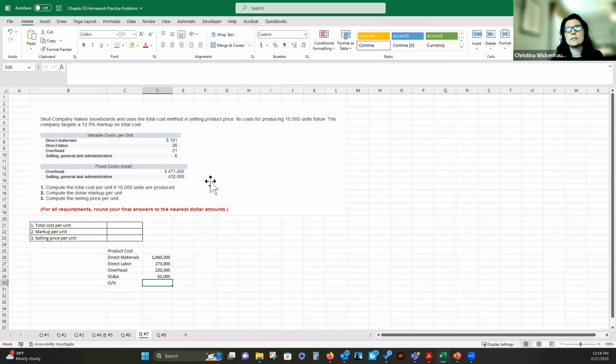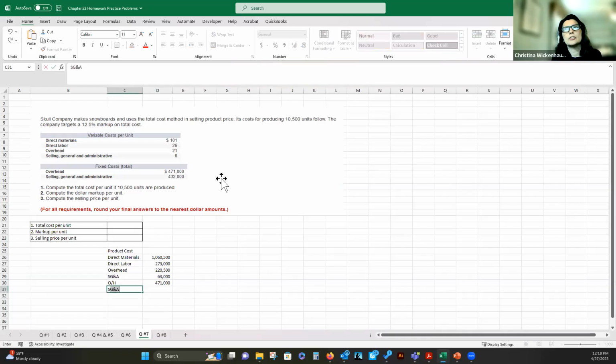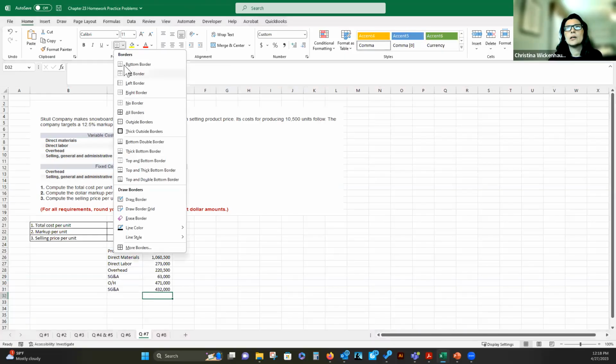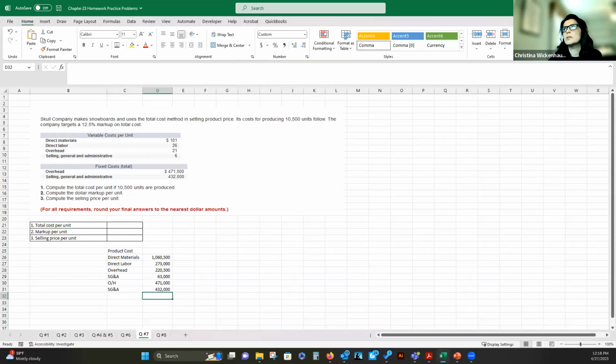Overhead that is fixed is 471,000. And then our SG&A that's fixed is 432. So I'm doing all this just to get a grand total of how much it's going to cost me to produce those 10,500 units. So now I know this is the total cost for 10,500 units.